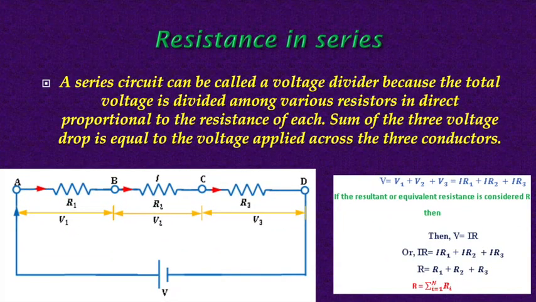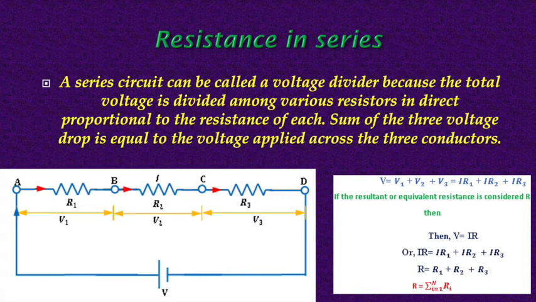Resistance in series. In a series circuit, the output current of the first resistor flows into the input of the second resistor. Therefore, the current is the same in each resistor as shown in figure. A series circuit can be called a voltage divider because the total voltage is divided among various resistors in direct proportion to the resistance of each.